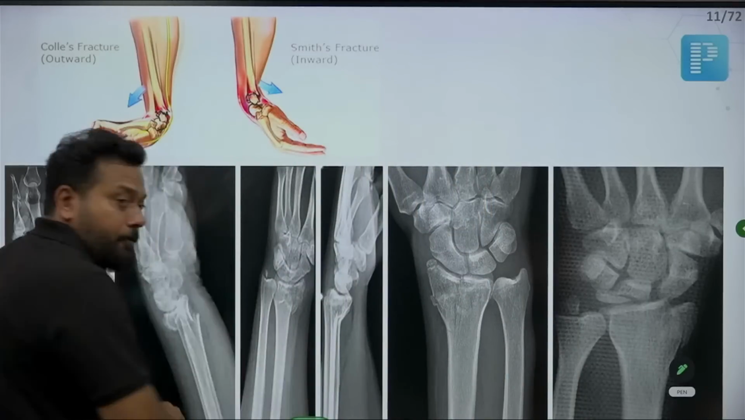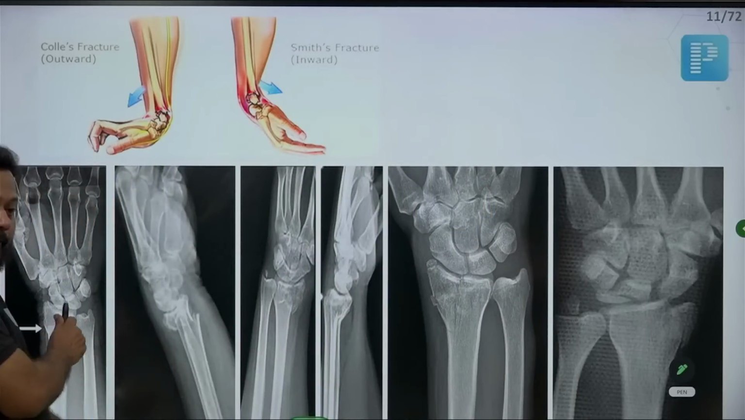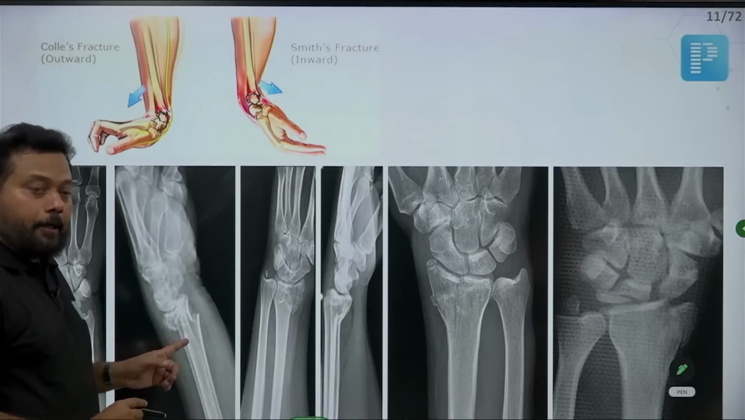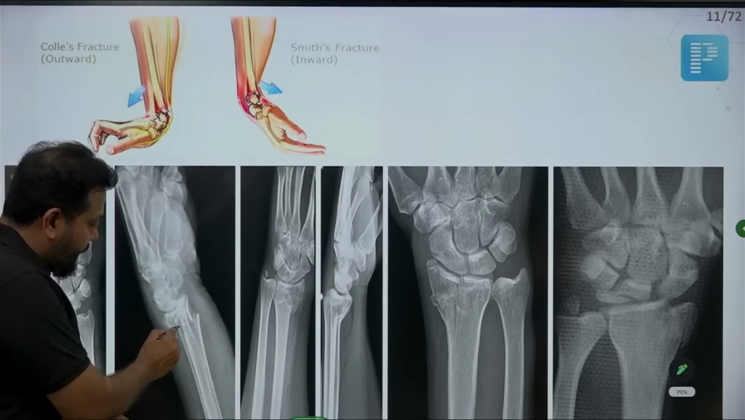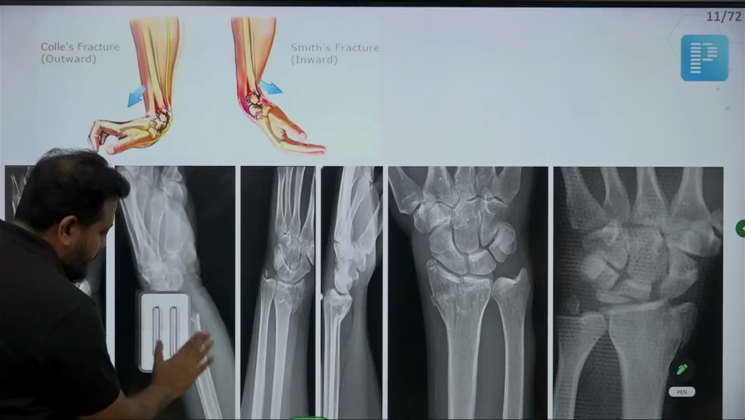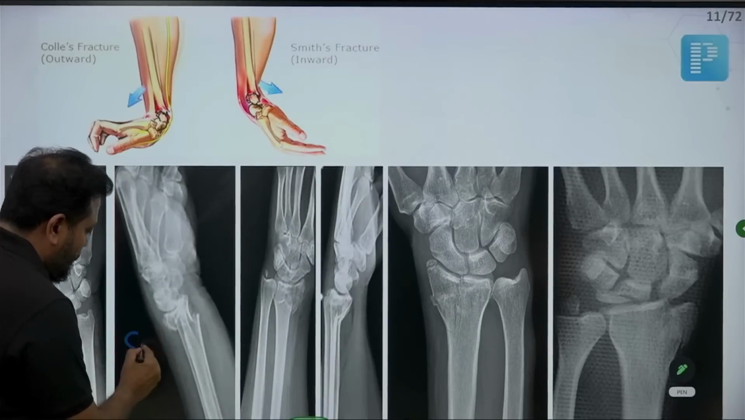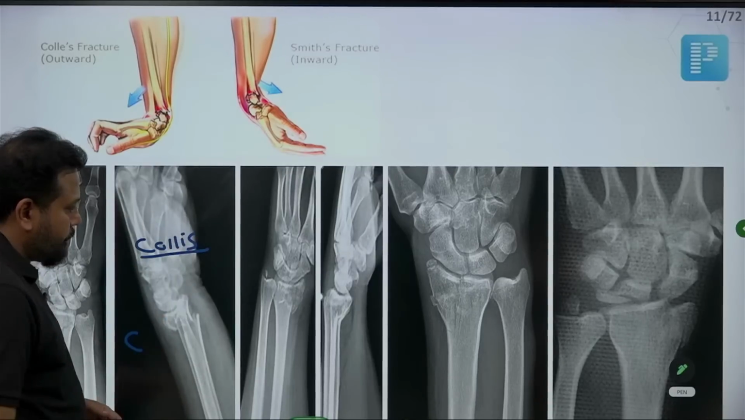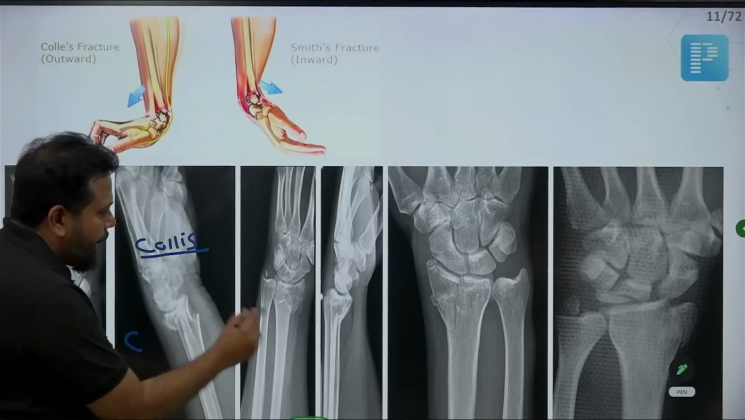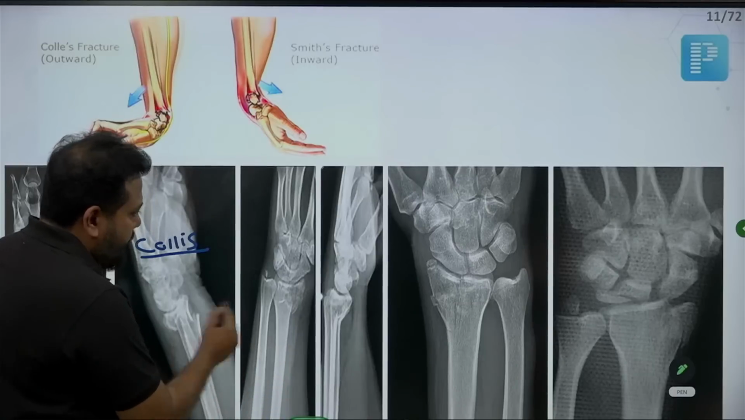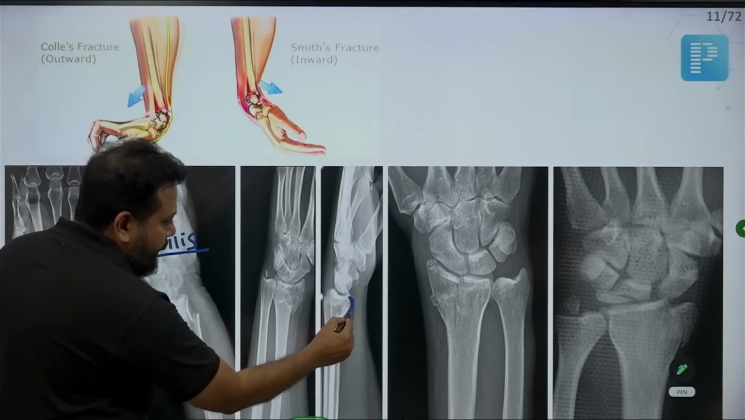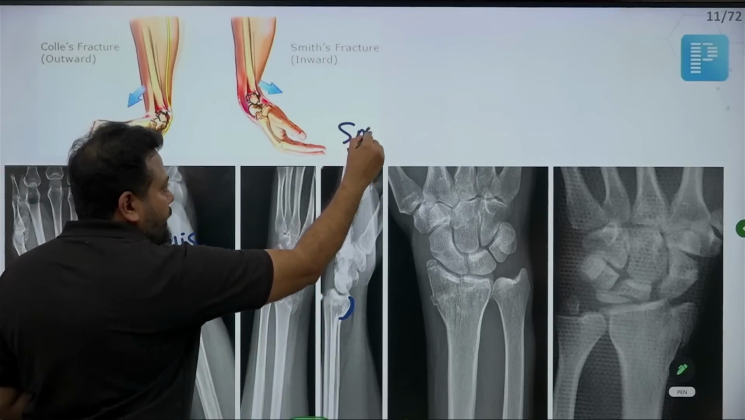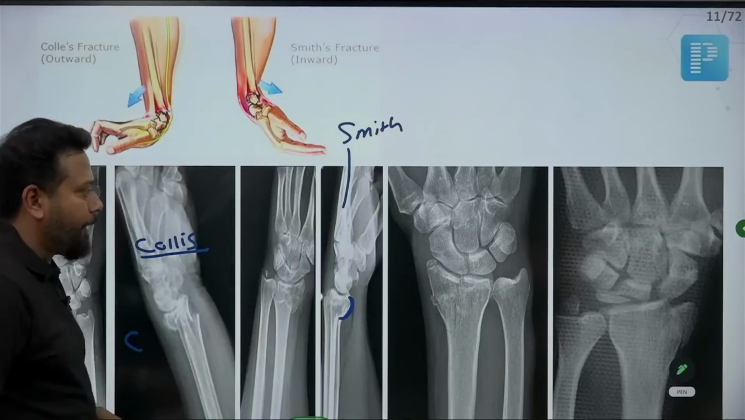Very, very simple, dear friends. A distal radial fracture, on the lateral view, the distal fragment is displaced dorsally. This is called Colles fracture. The same thing on the lateral view, when you see the distal fragment displaced to the volar aspect, the flexor aspect, this is called Smith. Reverse Colles, Smith fracture.